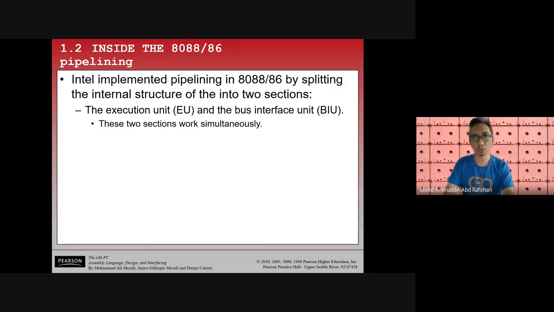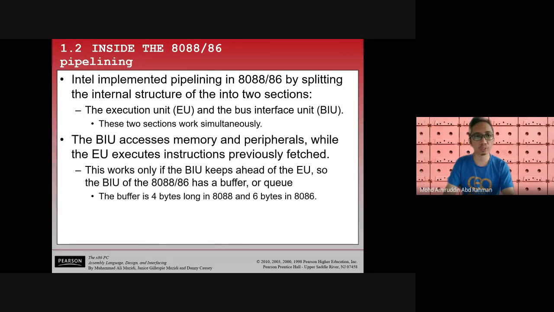Intel did that by splitting the internal structure of the 8086 microprocessor into two sections: one is the EU, the execution unit, and the other is the bus interface unit. Those two sections work simultaneously, where the BIU is for accessing the memory and peripherals, the memory and the devices, while the EU executes instructions previously fetched.